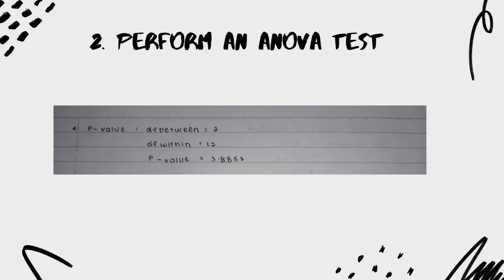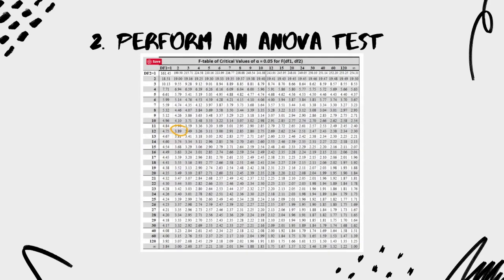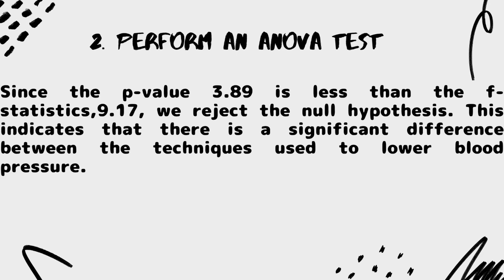Next, we find the p-value for the data. The p-value can be determined by using the degree of freedom between and the degree of freedom within in the F distribution table. From the table, we got the critical value for the data. The value is 3.89 at the 5% significance level. Since the value 3.89 is less than the F statistic value 9.17, we reject the null hypothesis. This indicates that there is a significant difference between the techniques used to lower the blood pressure.